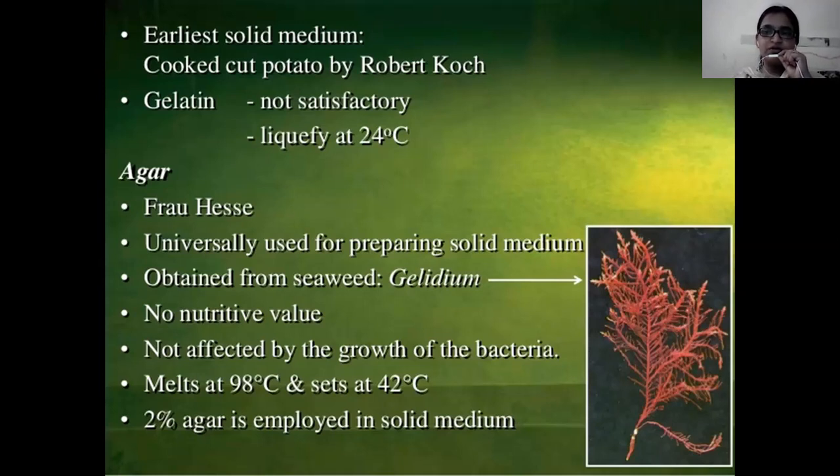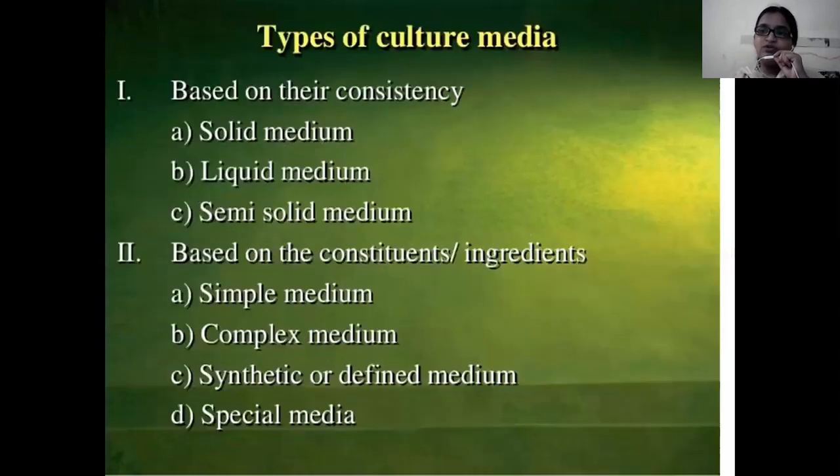It has no nutrient value, so it will not affect the growth of the microorganisms, and it is not affected by the growth of the bacteria. It melts at 98 degrees and sets at 42 degrees centigrade. It means it will become liquid at 98 degrees centigrade and it will become solid at 42 degrees centigrade. Usually 2 grams of agar is employed in solid medium. Whatever media we are preparing, usually 2% agar will be added in the medium.